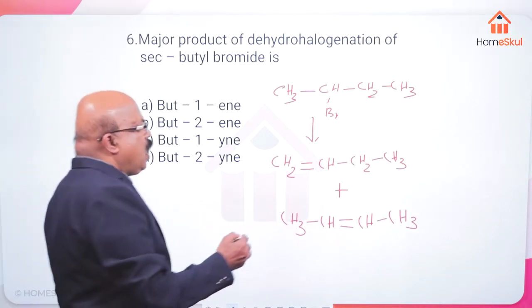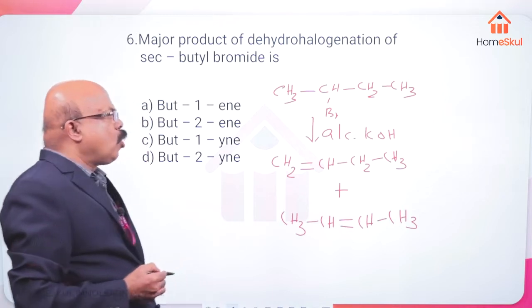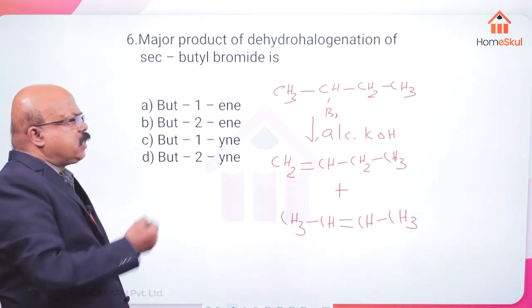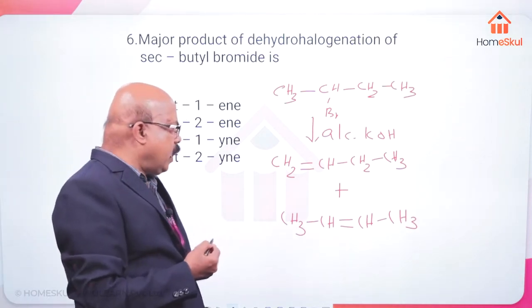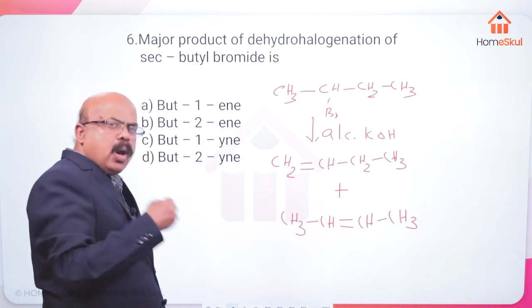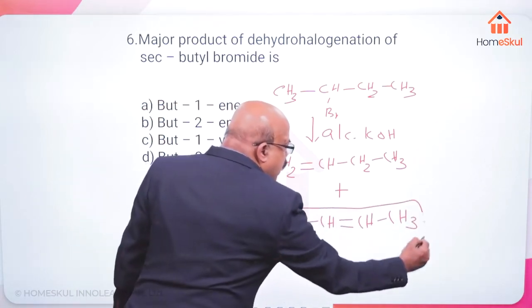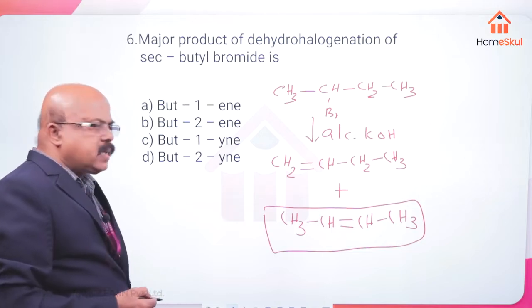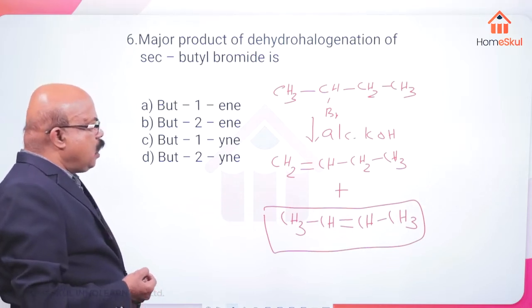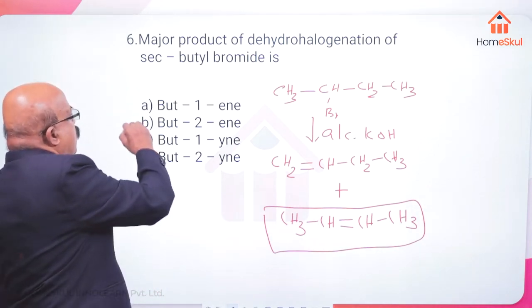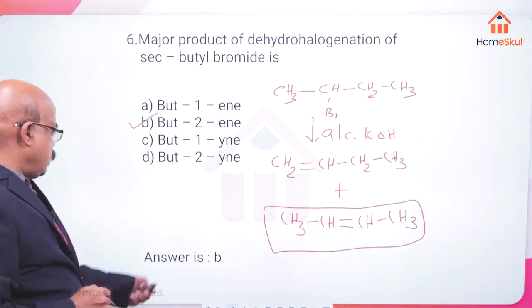Secondary butyl bromide on treatment with alcoholic KOH, when subjected to dehydrohalogenation, two products may be formed, butene and butene. Among these, the more alkylated alkene is the major product. This is the more alkylated alkene. It has 6 alpha hydrogen atoms, 6 hyperconjugative structures, so that is more stable. So option B is your correct answer.